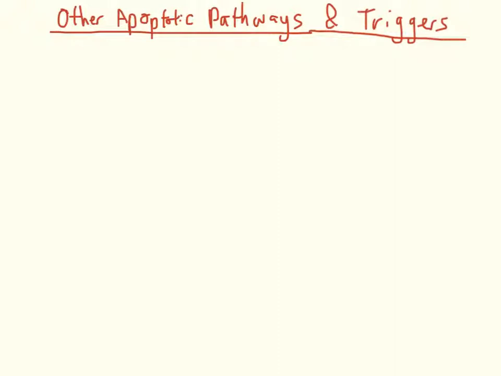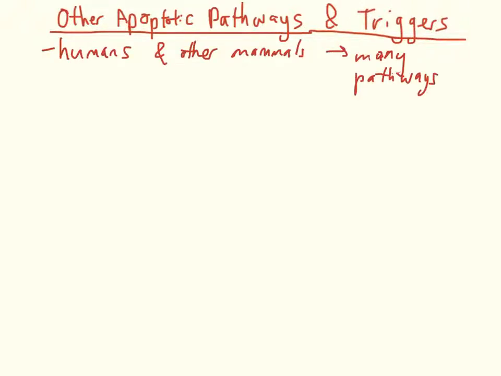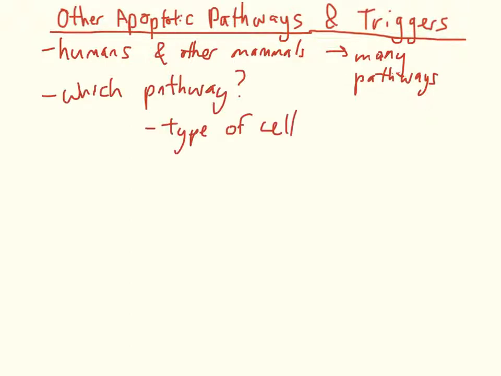Now, what we just covered is only one pathway of apoptosis in C. elegans. In humans and other mammals, there are several different pathways, all of which can lead to apoptosis. And the pathway that leads to cell death really depends on the type of cell and also the signals that are available that will trigger apoptosis.